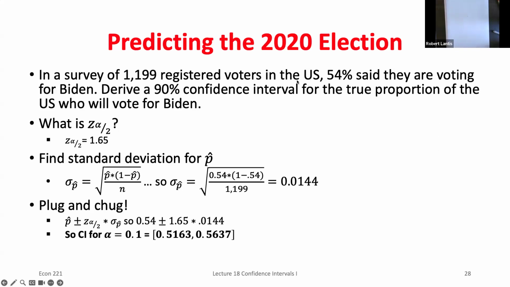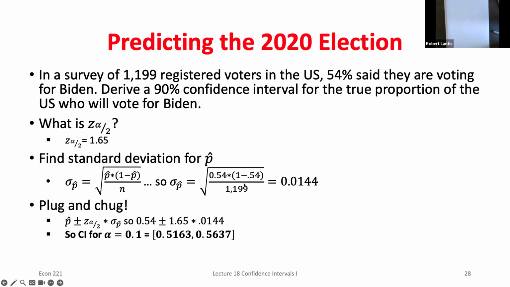54% of people said they were planning to vote for Biden. So to build a 90% confidence interval, same thing. I'm using that same Z value. When I'm looking at the 90% confidence interval, for examples where I'm looking at a population mean and I know the population variance, or I'm looking at proportion examples, I'm always going to use that same Z value for the 90% level.